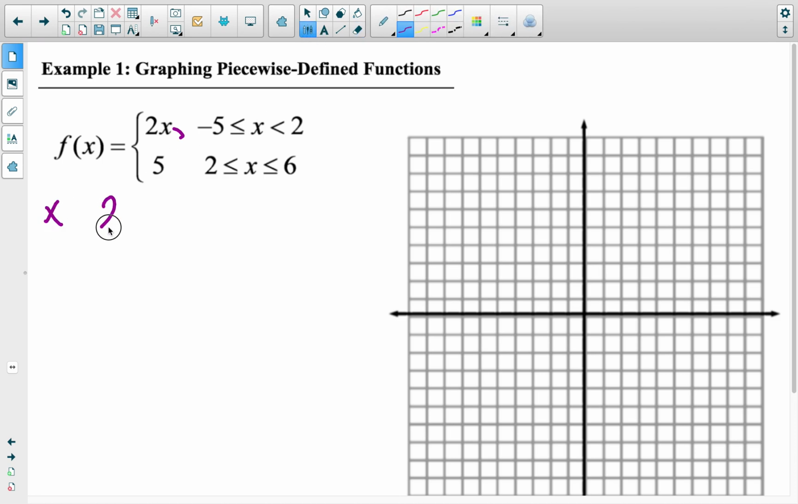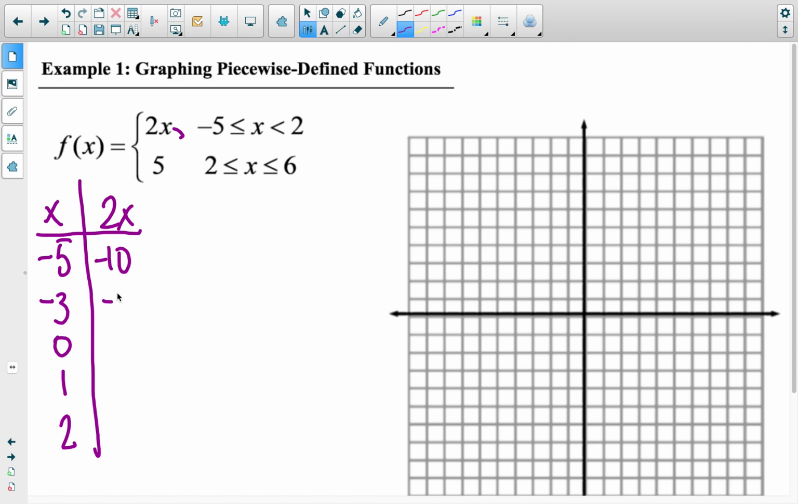So we'll make the top one be purple. So x and then 2x. Our possible values for x here, I'm going to have my two endpoints. So -5, and then also x could be up to 2. And then I'm going to double each of those. I'd recommend giving yourself some points here in the middle. So maybe -3, 0, 1, and then double each of those x values to get your y values. What we're doing here is generating ordered pairs.